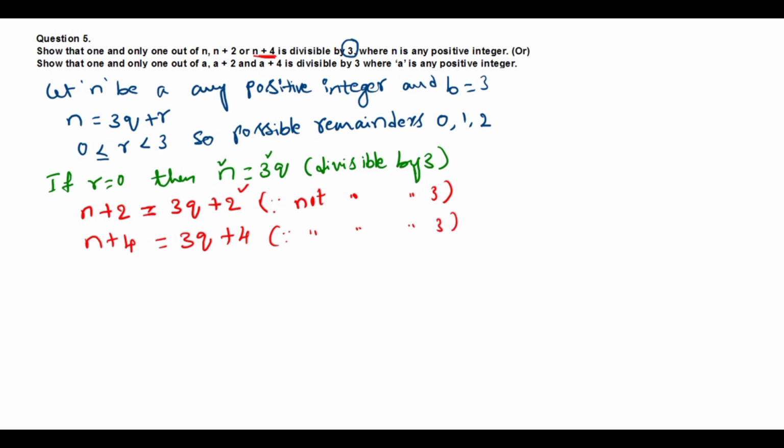If r equals 1, here we take a condition. If the remainder is 1, how many cases do we check? Because it is divisible by 3, the possible remainders we get are 0, 1, 2. So 0 is completed. Now r equals 1 we are taking. Next we take r equals 2 also. If r equals 1, then n equals 3q plus 1. This 3q plus 1 is not divisible by 3.